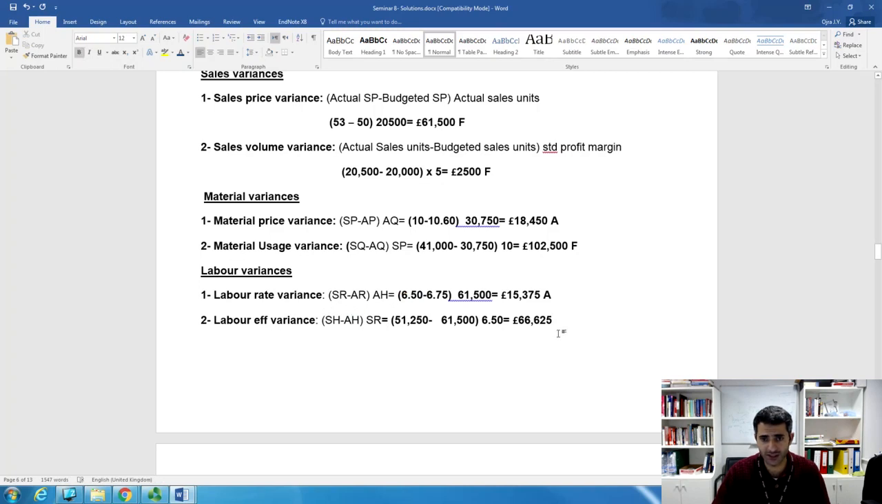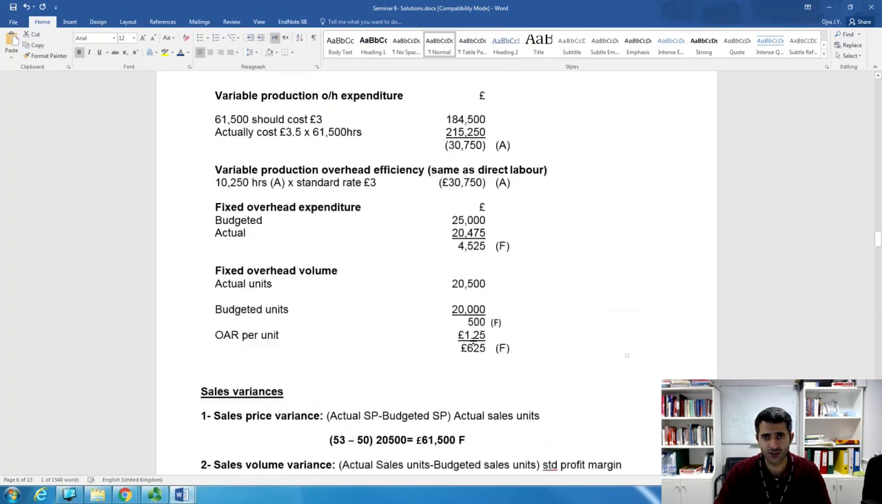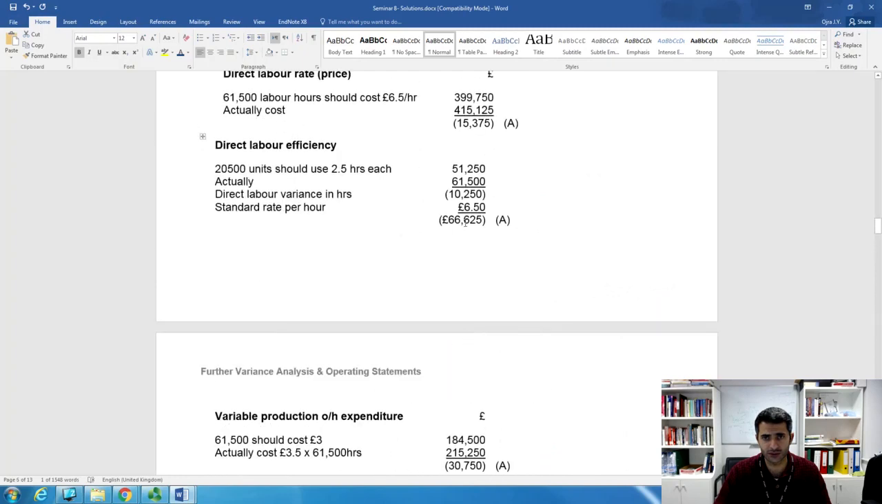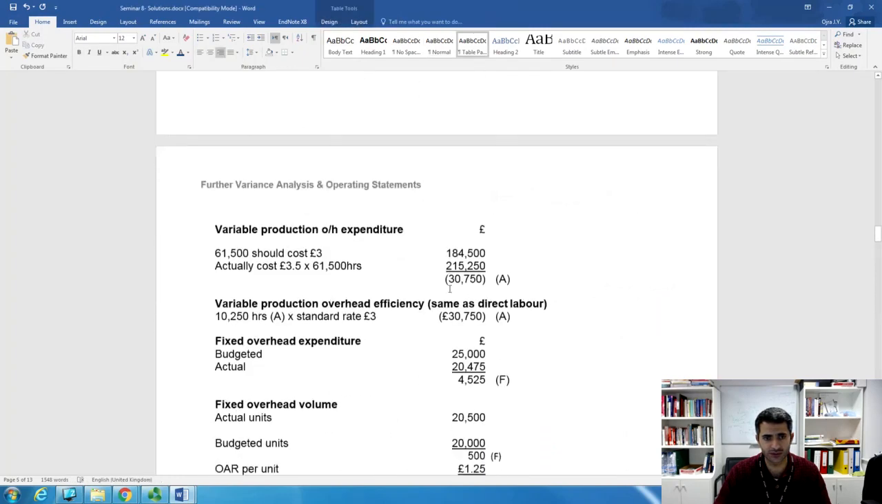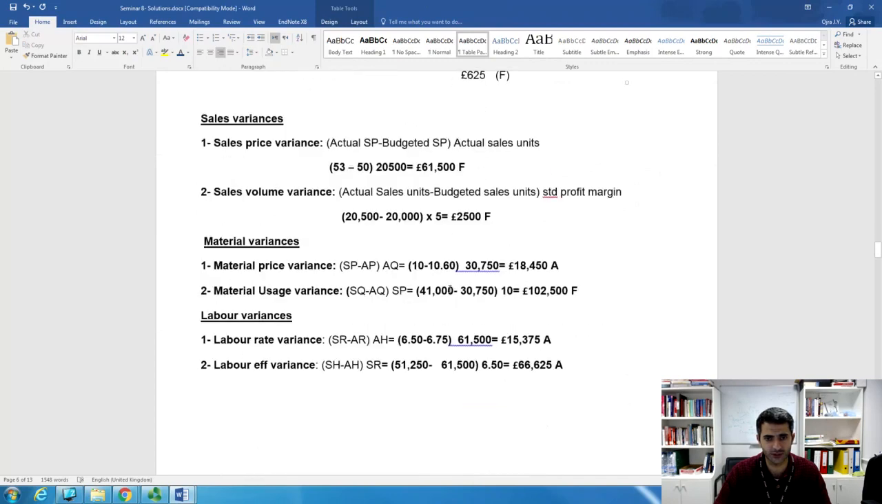So of course it is adverse. Why is it adverse? As you see, the actual hours used is more than the standard hours, the budgeted hours. So we use more hours. Let's make sure it's the right answer. 66,625. Yeah, that's right. That sounds perfect.